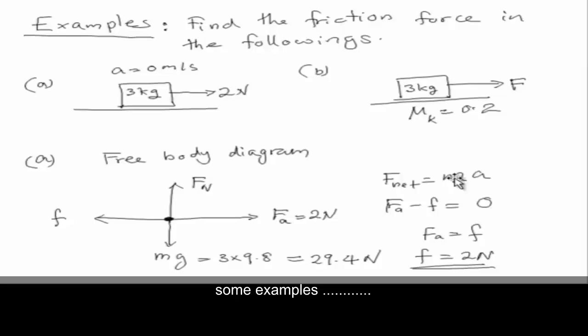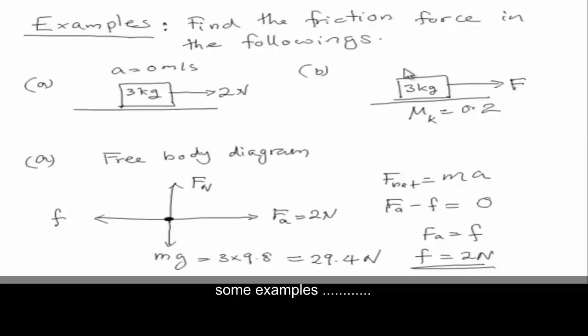Our equation is the net force equals mass times acceleration. In this case, the net force in the horizontal direction is Fa minus the friction force equals 0, because the acceleration is 0. So that means the applied force equals the friction force. So the friction force must be 2 newtons.